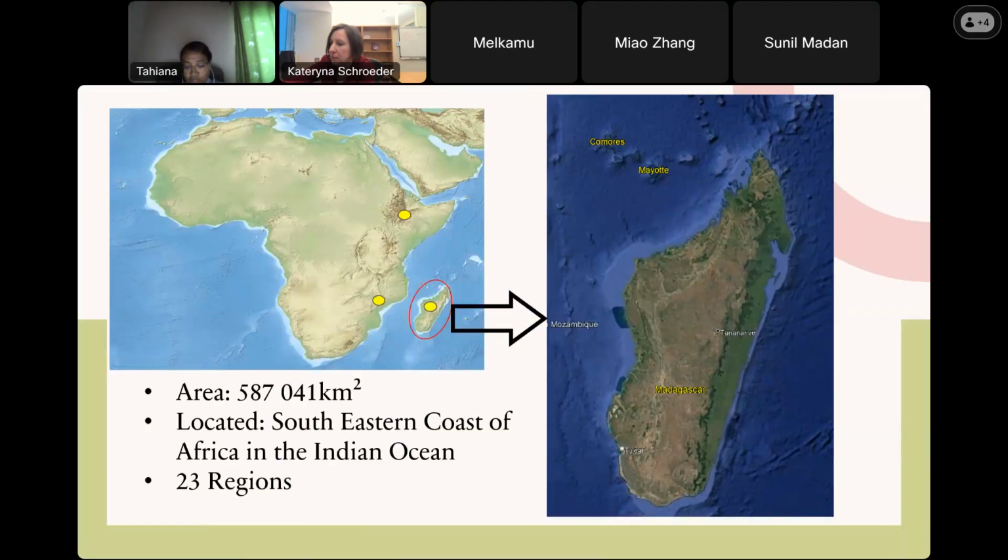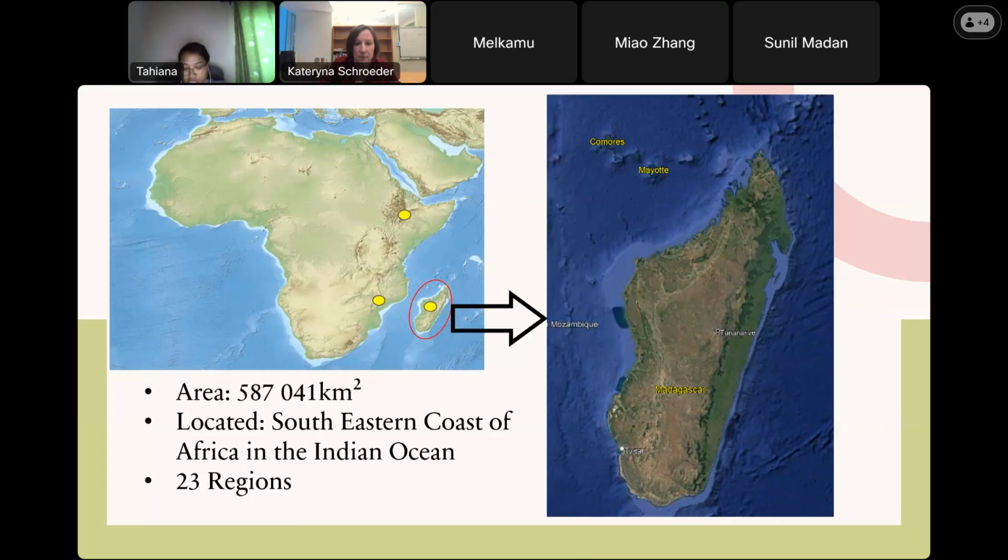First of all, let me tell you, where is Madagascar? Madagascar is in the southeast of Africa, and it is one of the four largest islands in the world. It is located southeast of Africa, and Madagascar is characterized by a great diversity of landscape and divided into 23 regions.